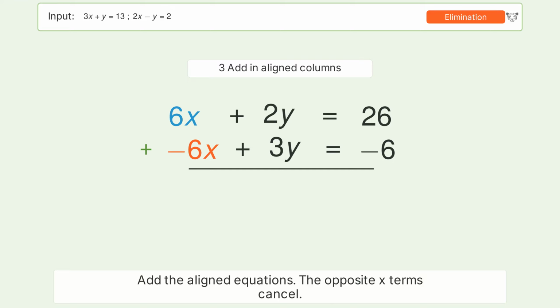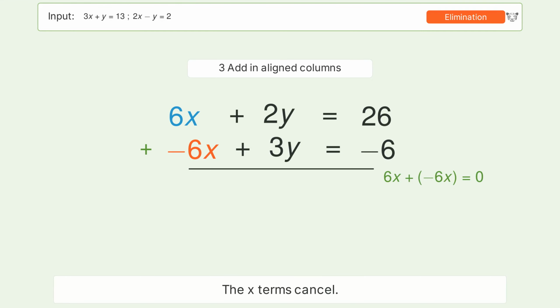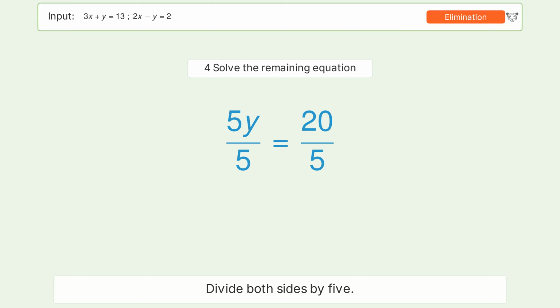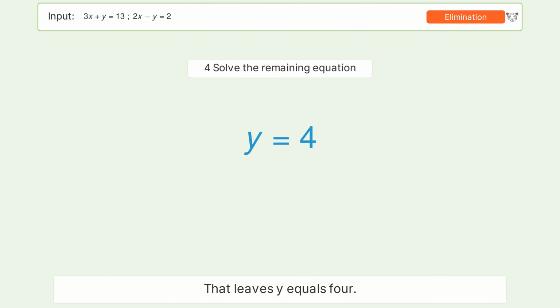Add the aligned equations. The opposite x terms cancel. The x terms cancel. The y terms combine to 5y, and the right sides combine to 20. Divide both sides by 5. That leaves y equals 4.